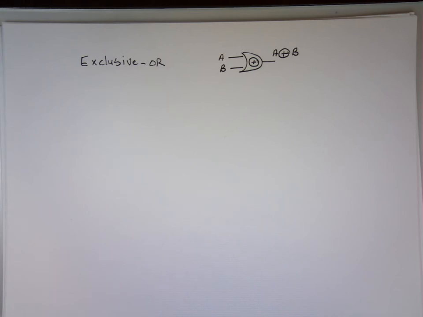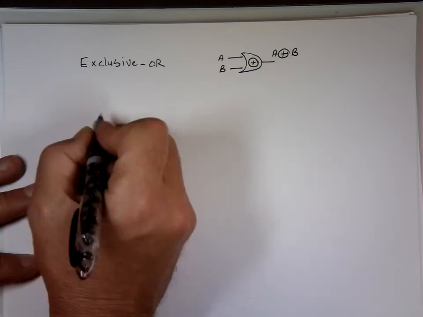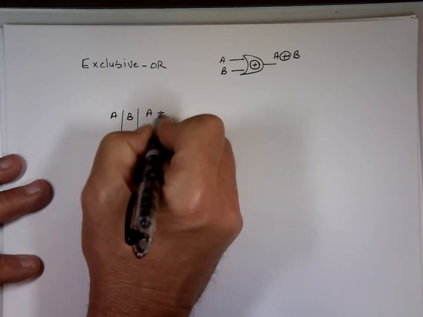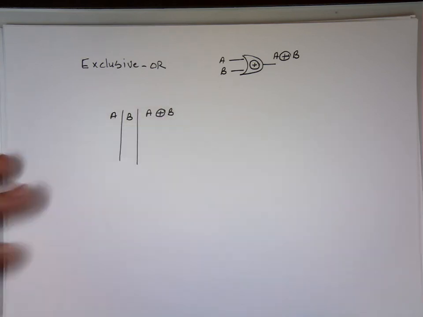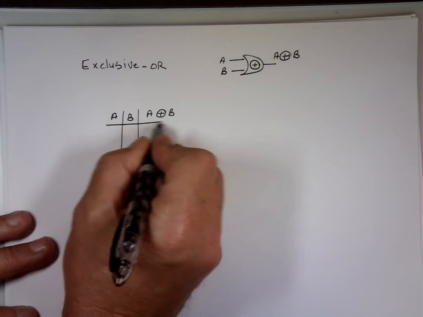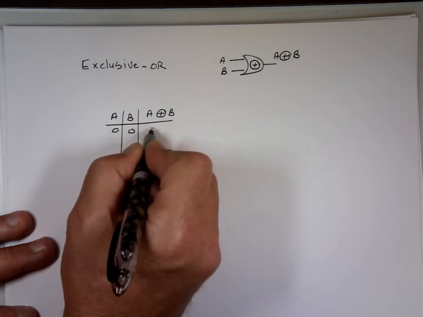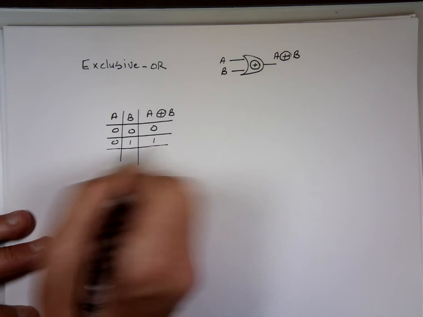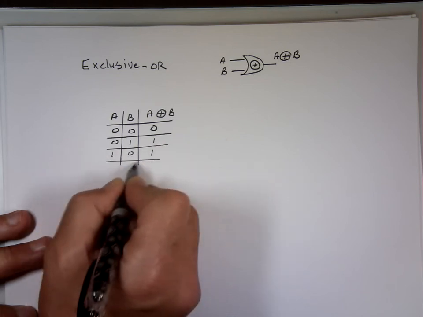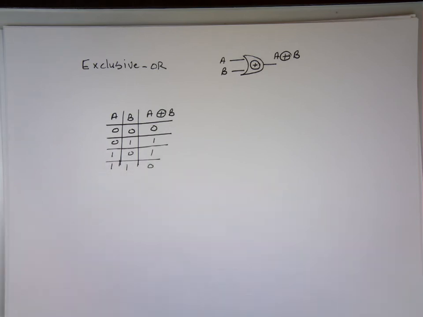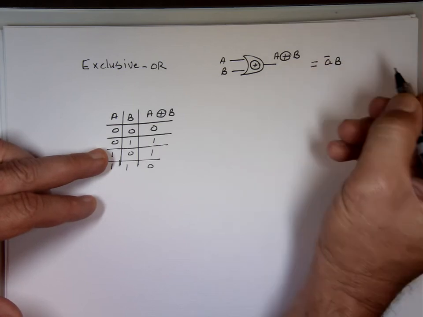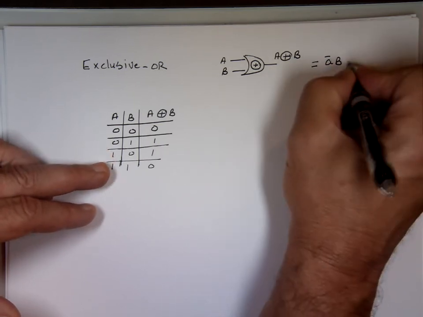So how does the exclusive OR work? If you have A and B and you want your result, A exclusive OR B, when both of these are the same, the result is zero. When one of them is one, the result is one. So basically, if you look at the inside of it, the expression for it is A not B plus A B not.